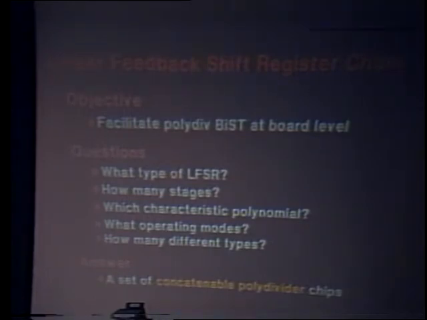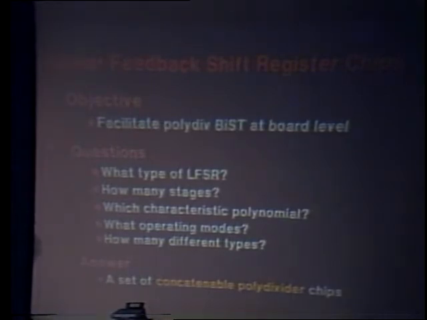How many stages should it have? At the board level, life is very general. Today you may have a function which is only 8-bit wide. Tomorrow you may have something which requires a 12-bit wide or 32-bit wide linear feedback shift register. How do we address that generality? What characteristic polynomial should we be picking for those linear feedback shift registers? What should be the various operating modes in this linear feedback shift register?